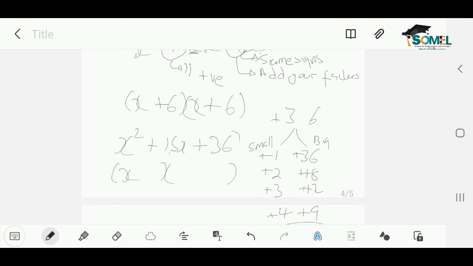So you're going to say x and x, plus 3, plus 12. It doesn't matter, you can put 12 here and 3 here. You just check the middle term. If the middle term was 20, you're going to use this: 2 plus 18 is 20. So if this was 20, you're going to use these factors.